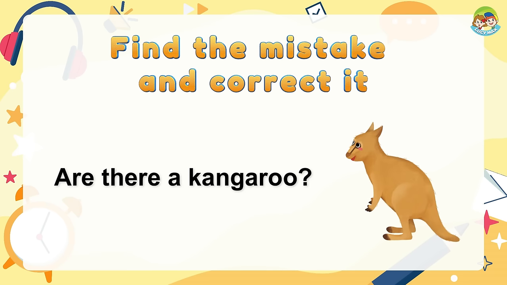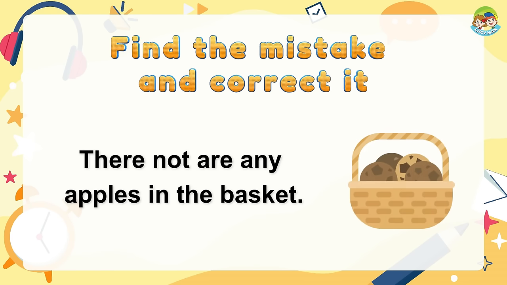Are there a kangaroo? A kangaroo is singular. So we use is. Is there a kangaroo? There not are any apples in the basket. Be verbs come before the word not. The answer is, there are not any apples in the basket.